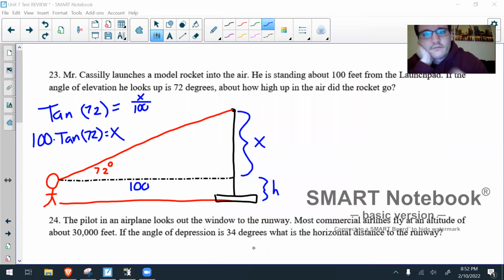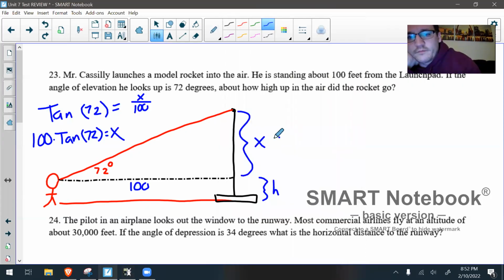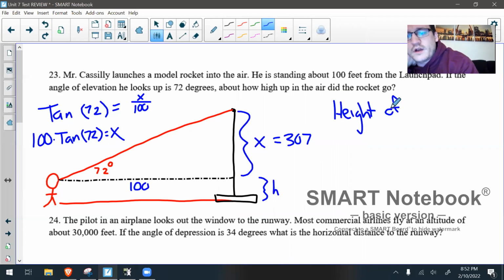We're going to have 100 times the tangent of 72. Close up that parenthesis, and that's going to give us 307. So X is 307. Now keep in mind how high it went up, the height of the rocket.